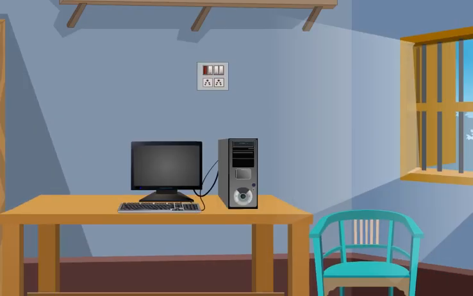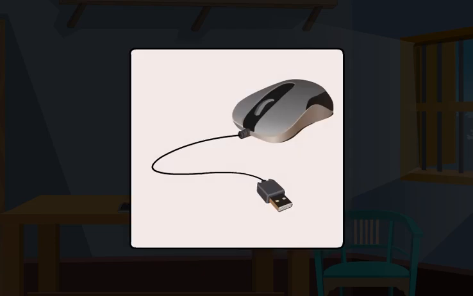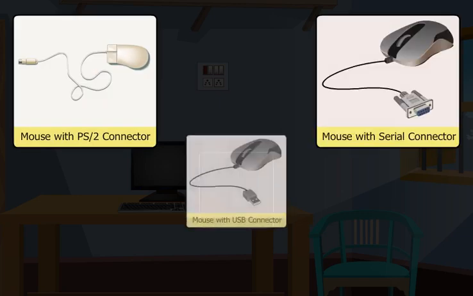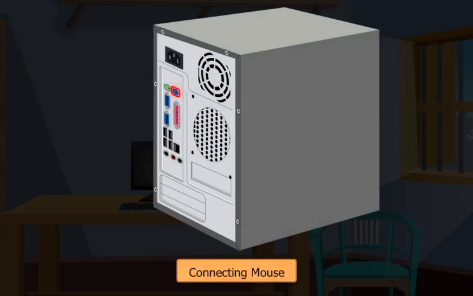After connecting the monitor and the keyboard, we need to connect the mouse. Mouse has three models of connectors. These are PS2, serial, and USB connector. If the mouse has a PS2 connector, connect it to the PS2 mouse port in the system unit.